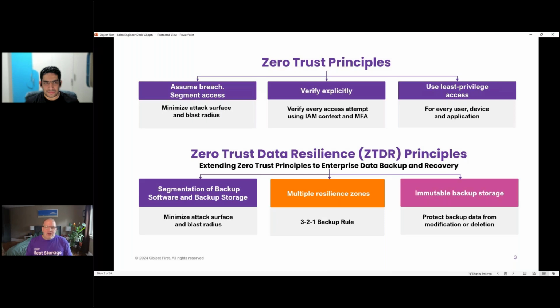So what Veeam has done is take the zero trust principles and apply them to data protection, and they've made this term called zero trust data resilience. That's a bit of marketing, but you understand what they mean. It's extending the zero trust principles to enterprise data backup and recovery. So the same principles we talked about on the other slide, we're going to apply now to data protection.